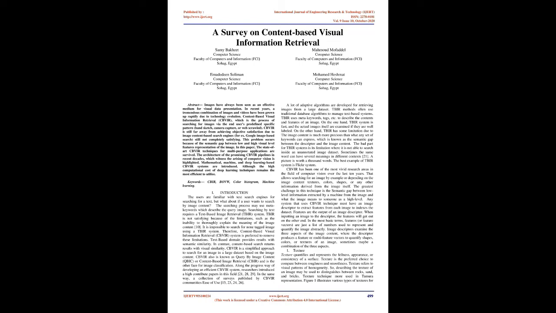The bad part for TBIR systems is that they are not able to search inside an unannotated image dataset. Sometimes the same word can have several meanings in different contexts. A picture is worth 1,000 words. The best example of a TBIR system is the Flickr system.